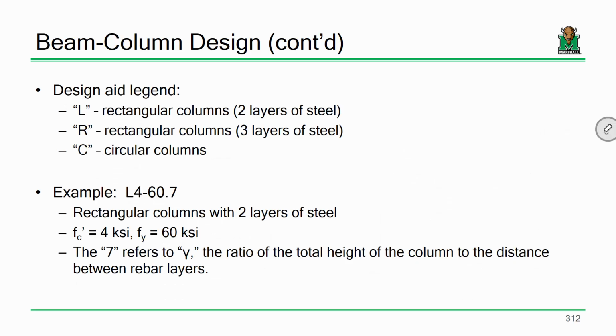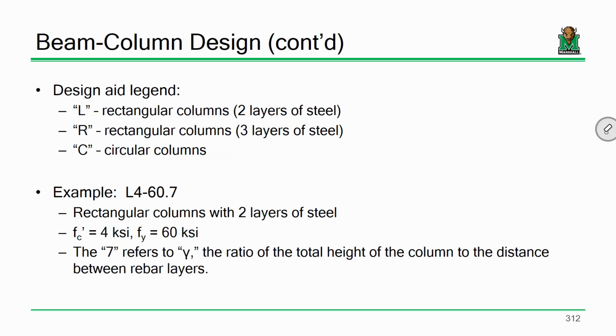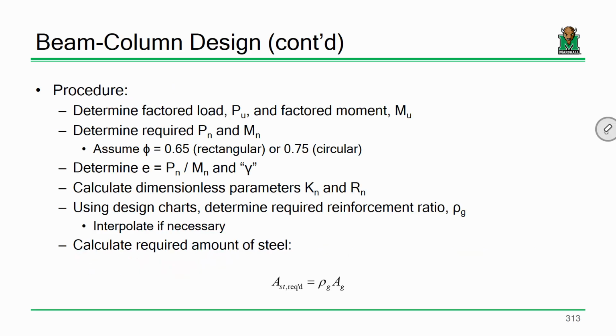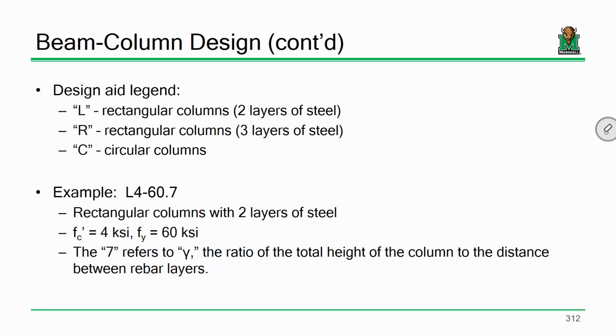So let me explain a little bit about how these design aids work. If you look here, let me go back a slide. There's an interaction diagram, and then here on the left it's L4-60.6. And then over here, C4-60.8. Does everybody see that? Okay. So the L stands for rectangular columns that have 2 layers of steel. The R are rectangular columns that have 3 layers of steel. So an R column would have bars here and here, like right there. Okay? And C obviously stands for circular columns.